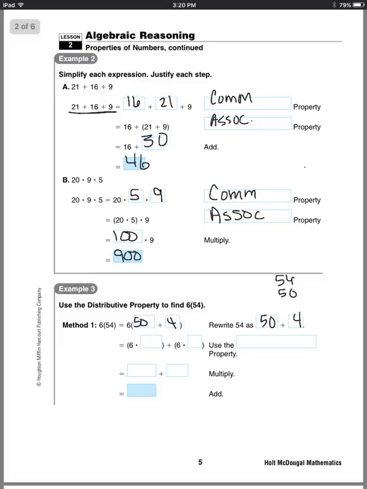Then I'm going to multiply 6 by each number. I'm going to multiply 6 by 50, and then I'm going to multiply 6 by 4. Now we're going to use the distributive property, because remember I said the distributive property breaks down numbers in order to make them easier to multiply and divide. So 6 times 50 is 300. 6 times 4 is 24. And 300 plus 24 is 324. Now I can do most of that, or all of it, in my head, because I've made the problem easier to solve.